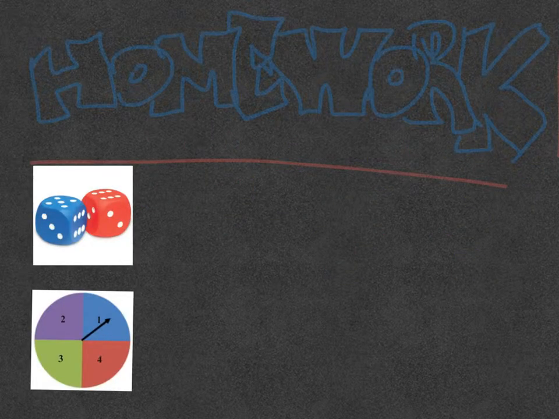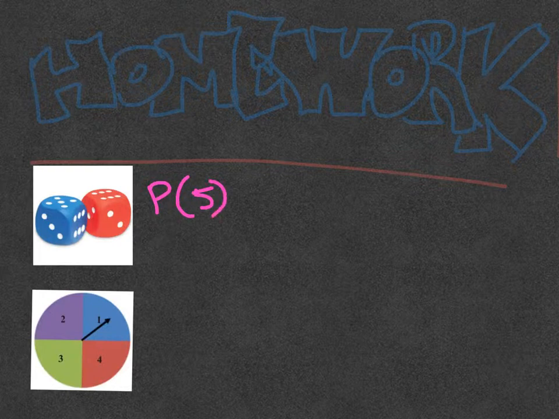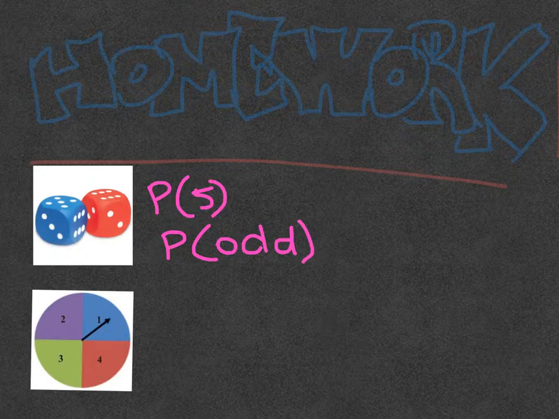Okay, so now time for some homework. For homework, I would like you to tell me what is the probability of obtaining the number 5 from our die. Also, the probability of an odd number. Just to get you started, both of them will be something over 6.